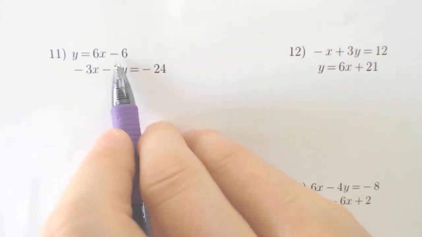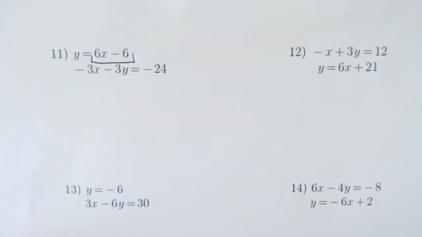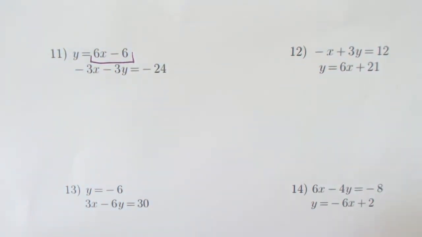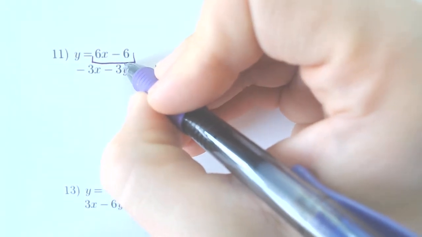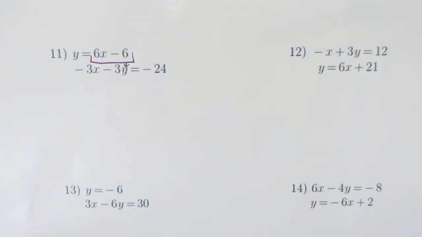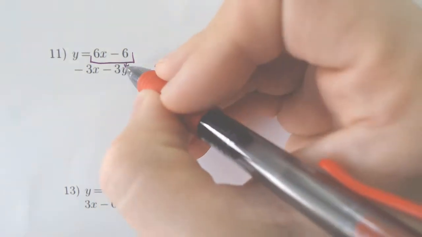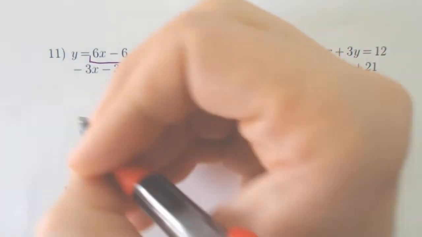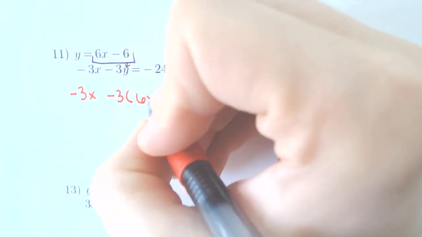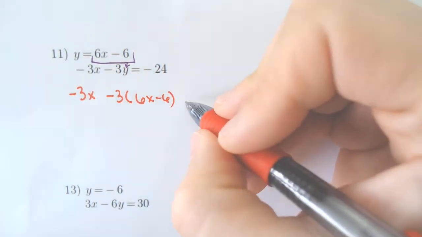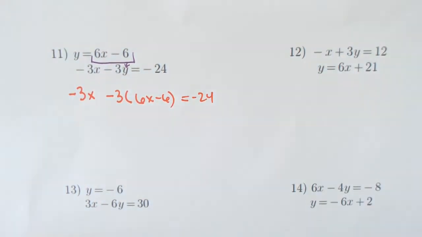And that would be, in this case, this equation, the top one again. Y equals 6x minus 6. And that would be replacing and being plugged in for this y right here. So I have to substitute this in for that y. It's going to be negative 3x minus 3 times 6x minus 6 equals negative 24.